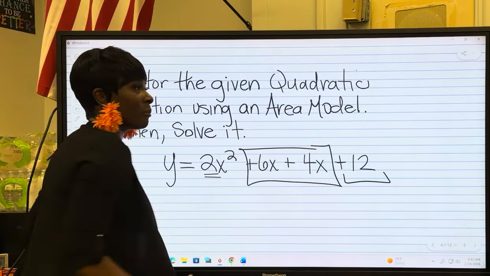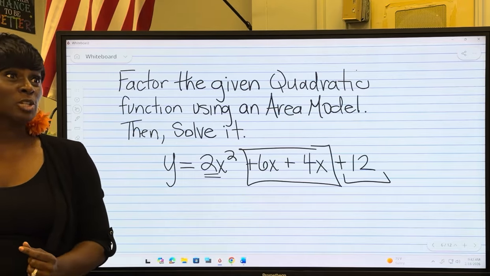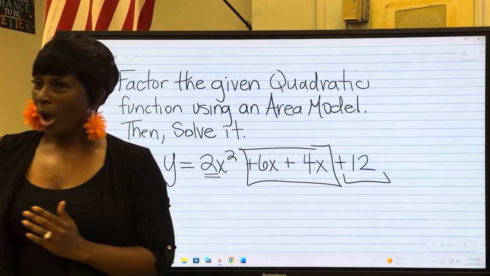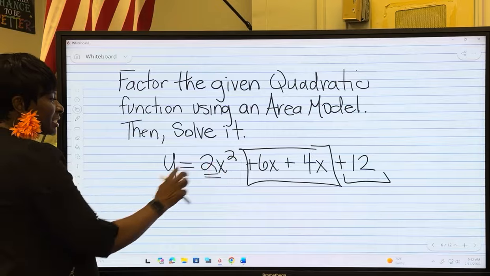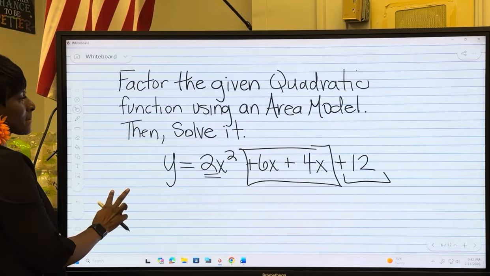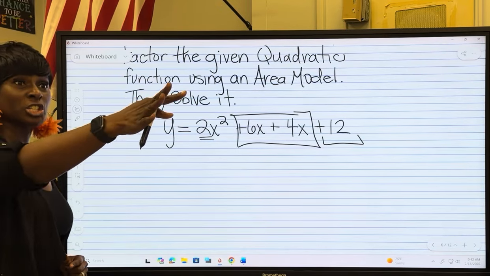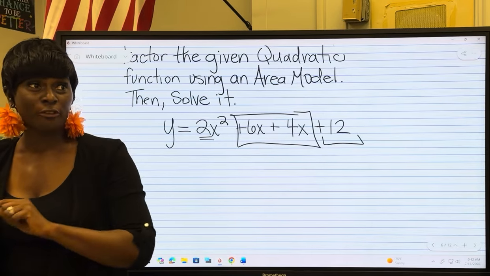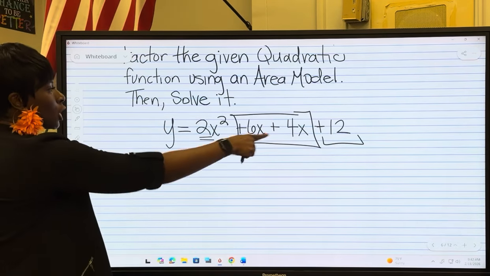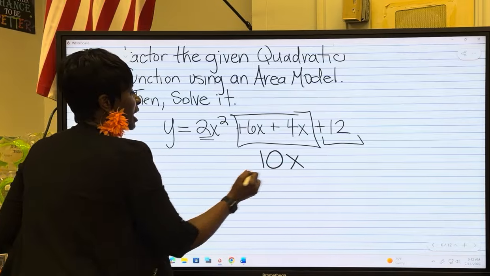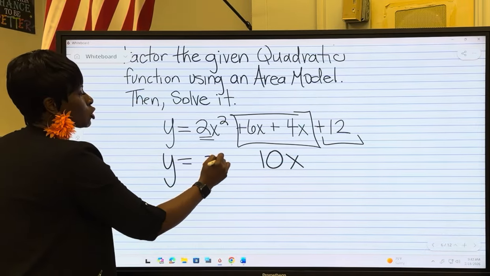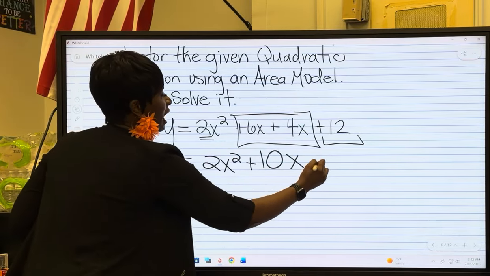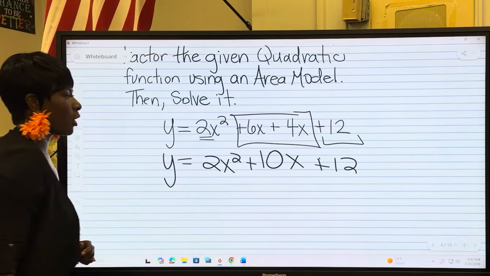What does C tell me? Where my parabola is going to cross the y-axis. Now, what does B tell me? Because I can simplify this to what? It tells me if I have a shift left of the y-axis or a shift right of the y-axis, right? So this is going to be what? Left. 10x. So I got y equals 2x squared plus 10x plus 12, right?